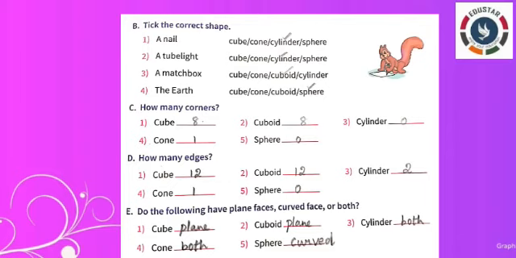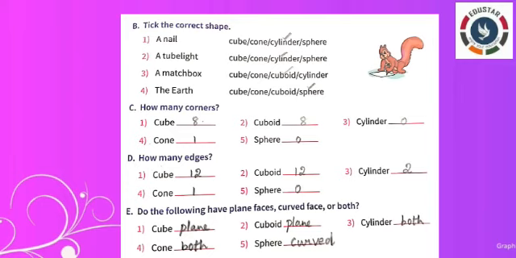Exercise C. How many corners? The first one is cube. Cube has 8 corners. Number 2, cuboid. Cuboid has 8 corners. Number 3, cylinder. Cylinder has 0 corners. Number 4, cone. Cone has 1 corner. Number 5, sphere. Sphere has 0 corners.